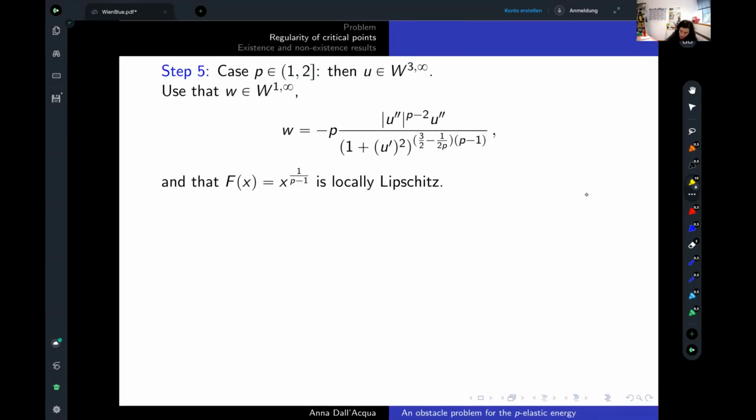Why? We know that the Euler substitution is W^{1,∞}. And now we look at the power appearing for the second order derivative, that is a power P minus 1. And for P between 1 and 2, the function taking this 1 over P minus 1 root is locally Lipschitz, also at 0. And then we can immediately turn the regularity from W to regularity in U. That works only for P smaller than or equal to 2, since otherwise the P minus 1 root is not locally Lipschitz near 0. It shows that we are W^{3,∞}.